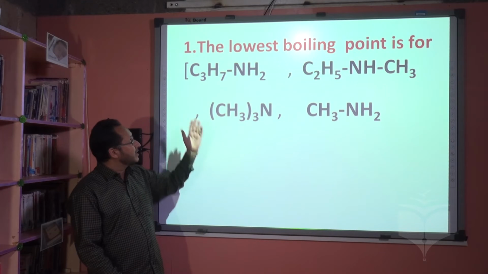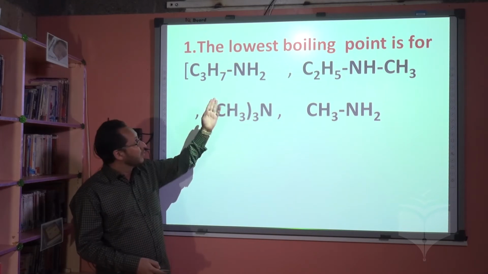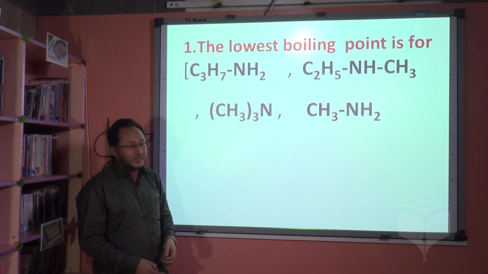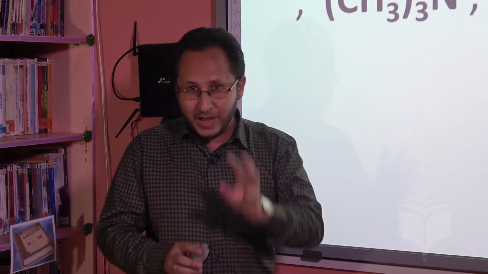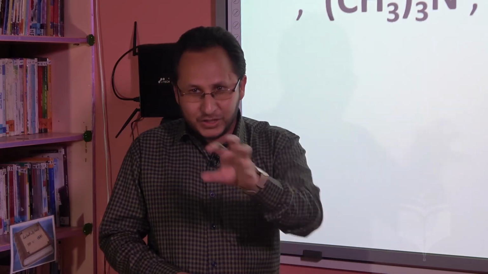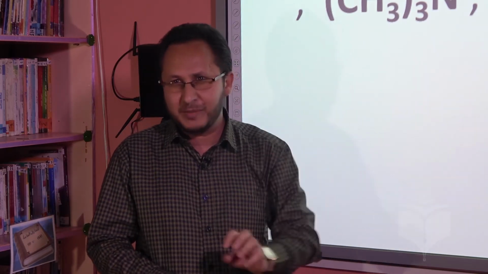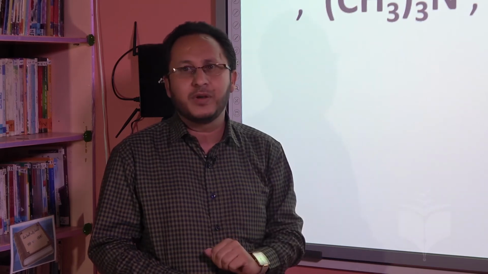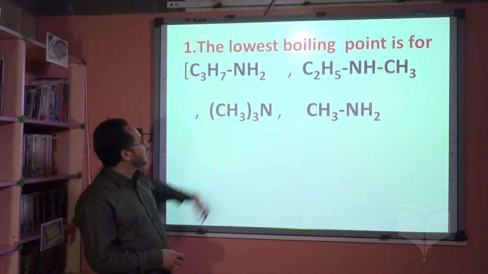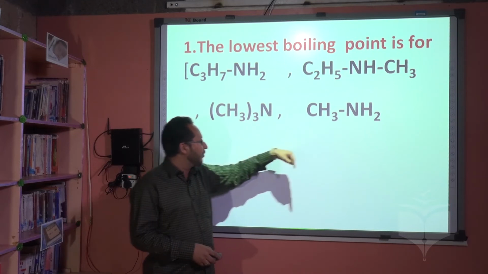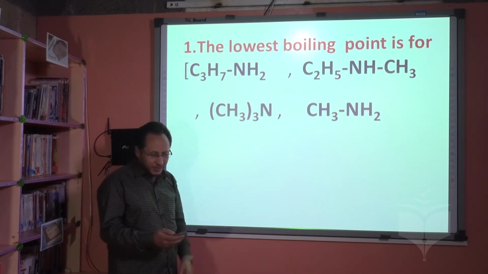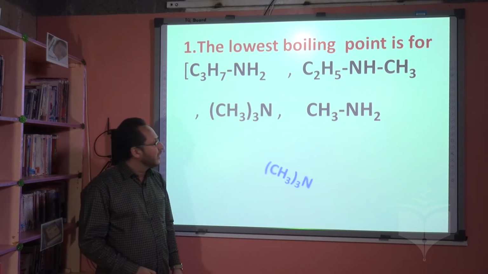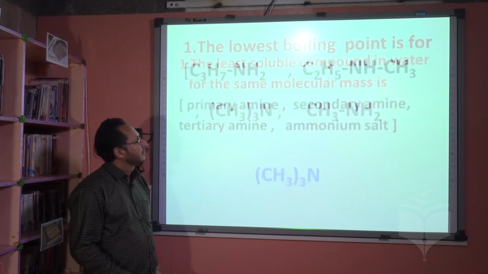Now this is the second one, it is the opposite. What is the lowest boiling point? First, you have to know the type of amine and choose the tertiary amine. It has the lowest boiling point. Now which one? This is primary, secondary, primary, and this is tertiary. So this is tertiary amine. It has the lowest boiling point.